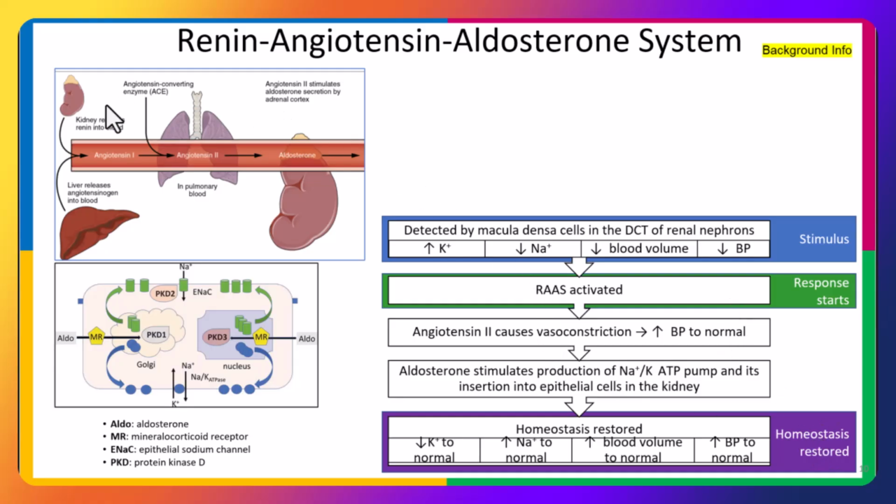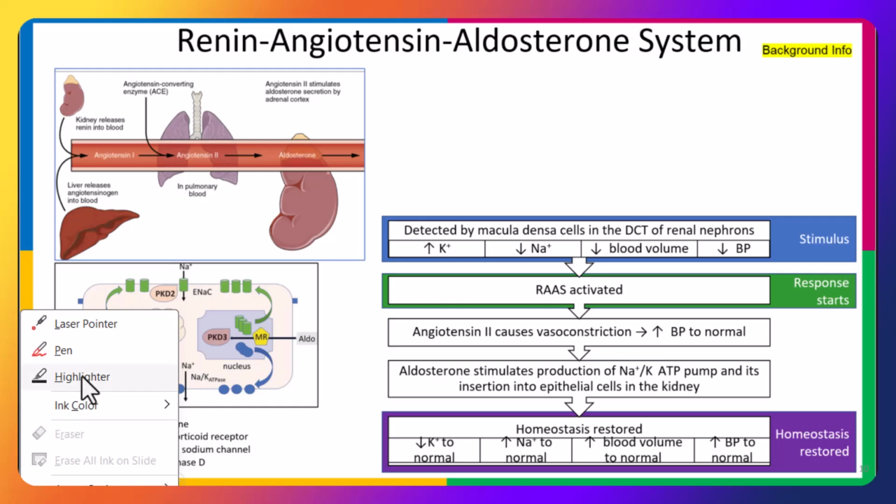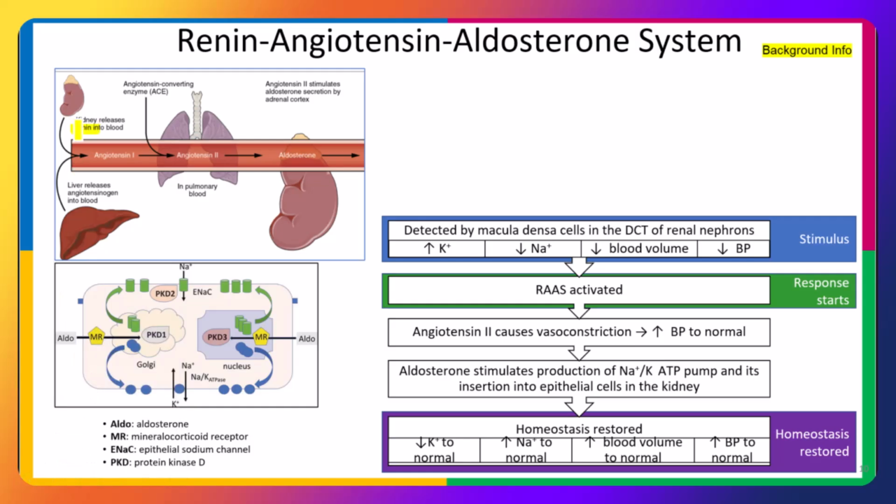What happens first is the kidneys are signaled to release renin. Renin will then convert angiotensinogen, which is made by the liver, into angiotensin 1. At the level of the lungs, angiotensin 1 is converted into angiotensin 2 by angiotensin converting enzyme, or ACE. Now, what are the effects of angiotensin 2? Angiotensin 2 causes vasoconstriction, or we can say it increases systemic vascular resistance, which will increase blood pressure.